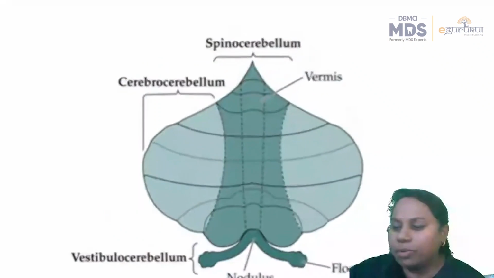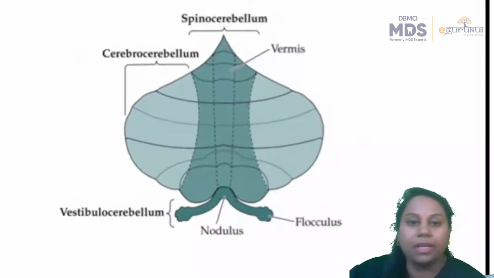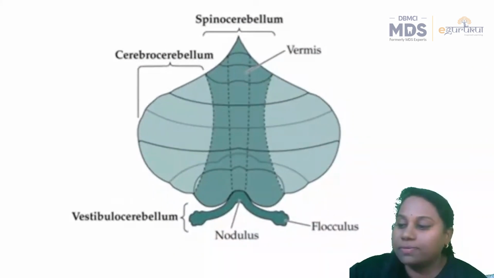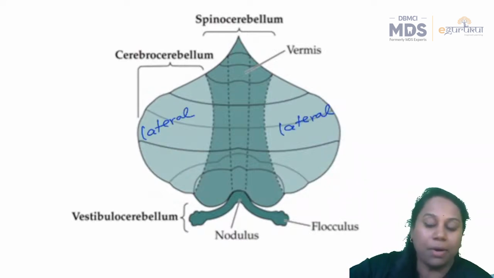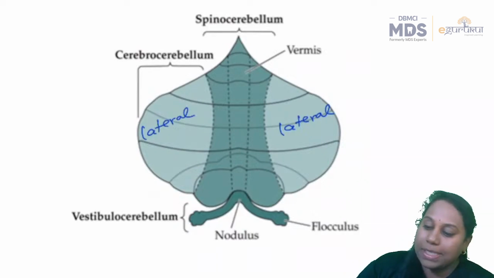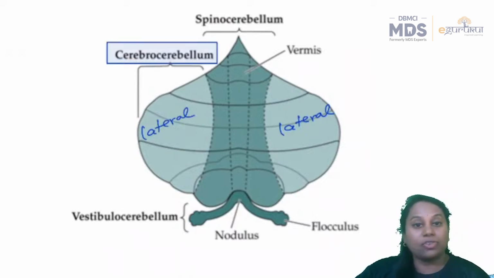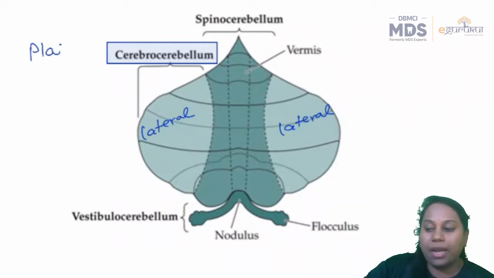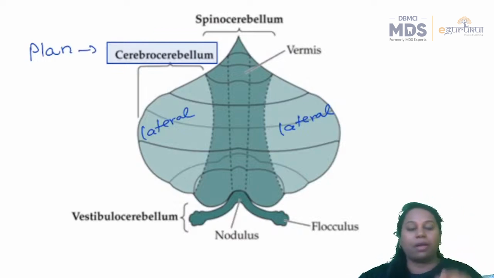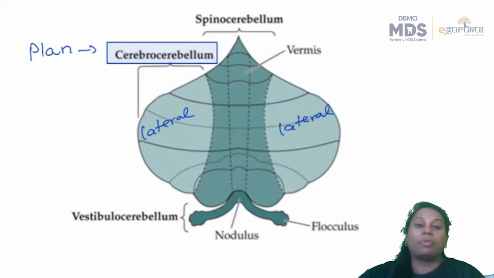Let's learn a little more about the parts of the cerebellum. Cerebellum is made up of lateral parts. These are the lateral parts. The lateral parts are called cerebrocerebellum. Why is it called cerebrocerebellum? Because it gets the plan from the cerebral cortex above. From the cerebrum above, it receives the plan. So, planning is the function of cerebrocerebellum.